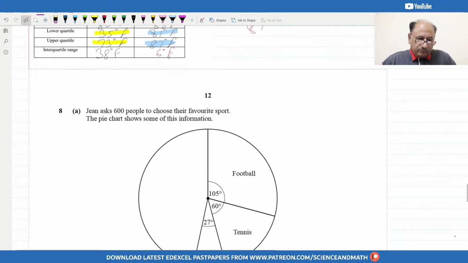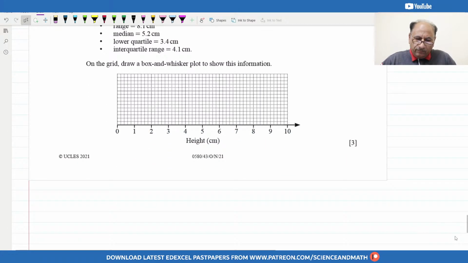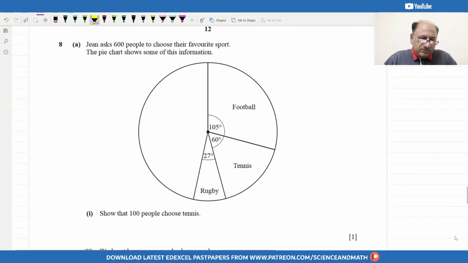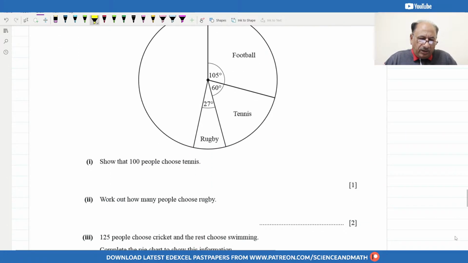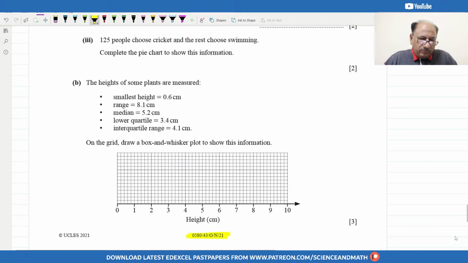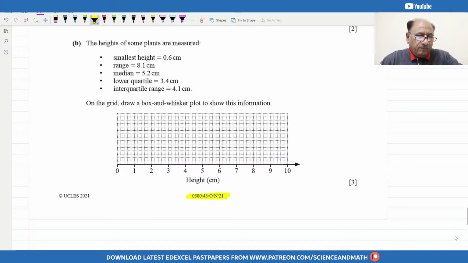So the next question we have taken is basically from the October November 2021 paper 0580/43. This is also a latest paper, and the first portion, 8A, is a pie chart, which is not today's topic, so I'm not covering that one. We will go through part B. Part B says the heights of some plants are measured, and they have given us the data. The smallest height is 0.6 centimeters. So 0.6 centimeter is the minimum value.